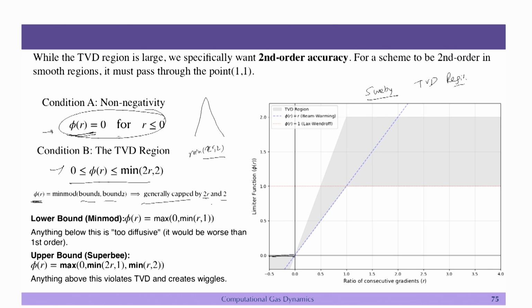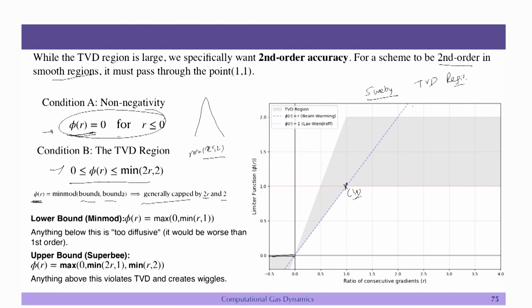And then another thing is that the boundary must pass through the point (1, 1). Why is that? If you recall, we want it to be second order in smooth regions, so you want it to be the maximum value, right. So, when the ratio is equal to 1, the limiter function can be equal to 1, right. Then you will get this Sweby diagram.